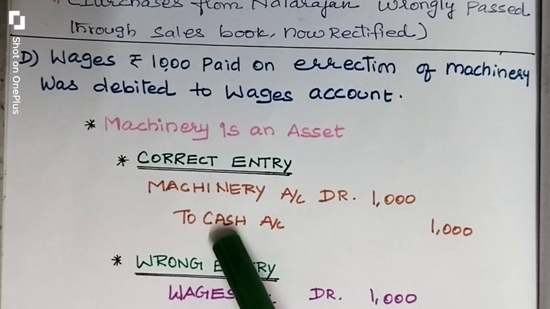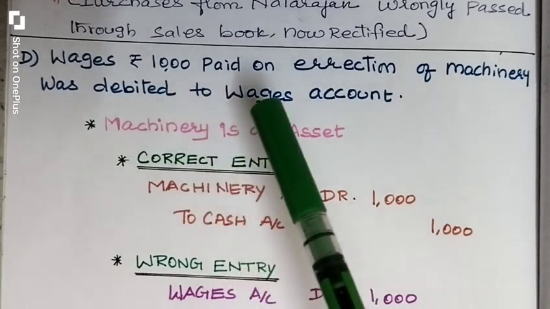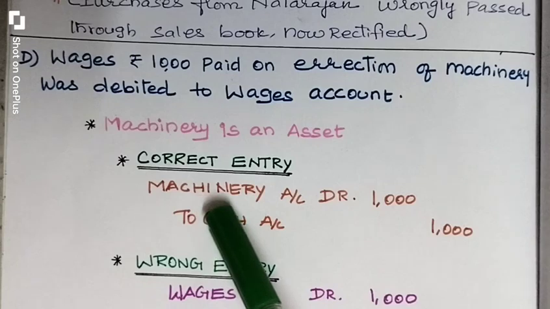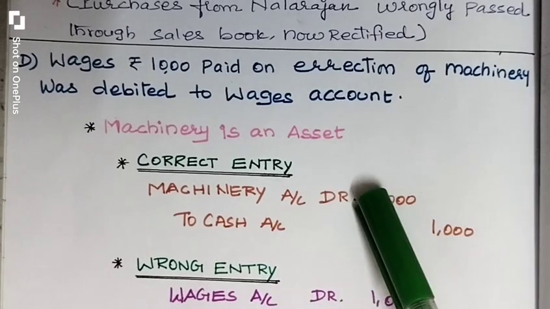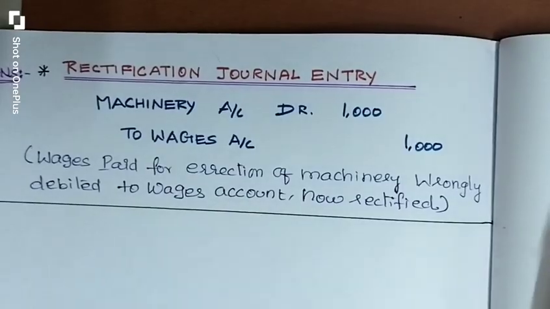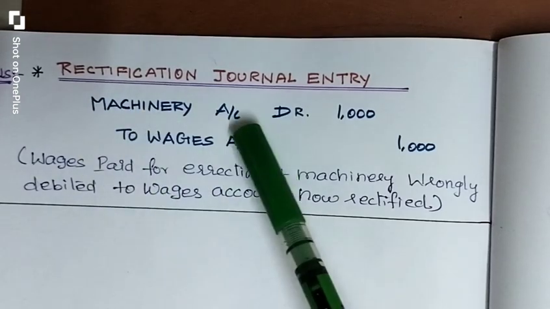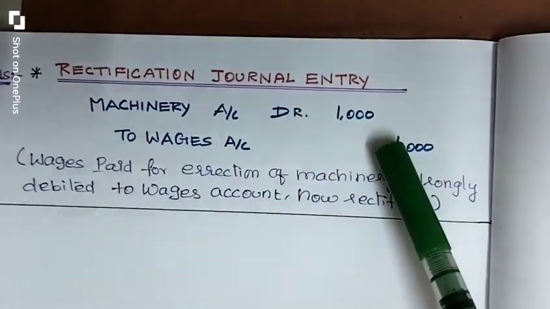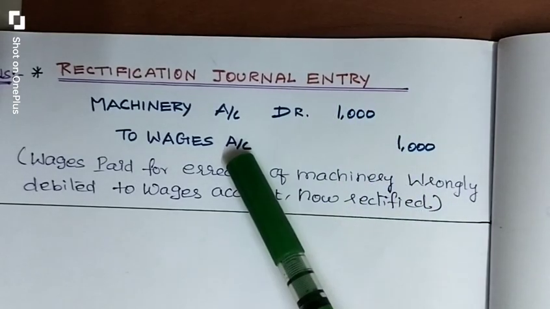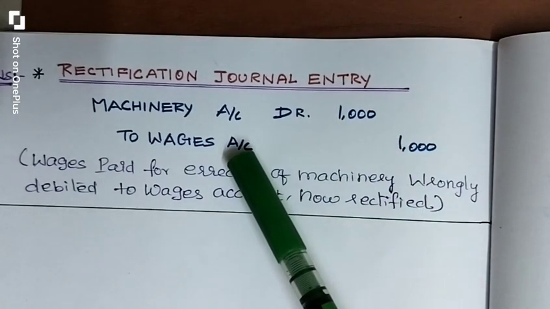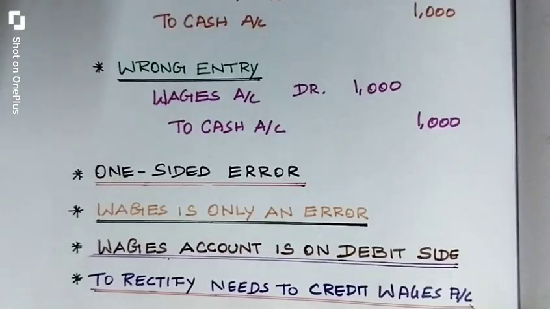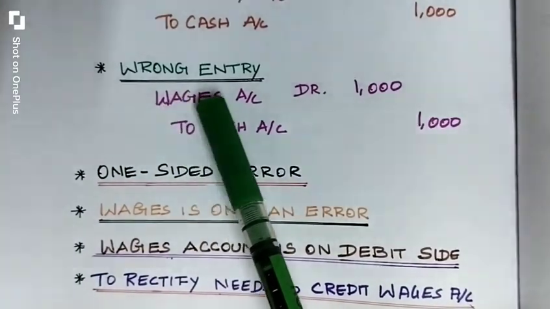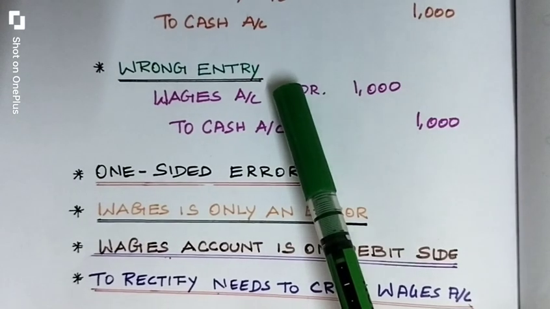Listen here. Which is the correct entry? The machinery account is the correct account. Where is it? It is on the debit side. On the debit side you enter the machinery account. So machinery account debit 1000 rupees. Then which is the wrong entry? Which account is in error? The wages account is in error. Where is the wages account? It is on the debit side. What do we have to do? We need to credit it.